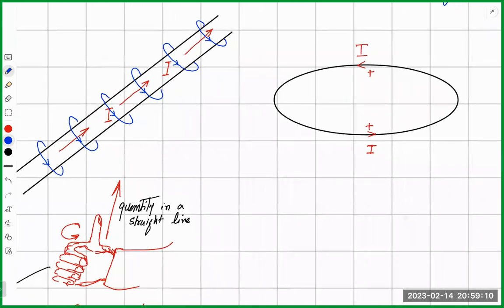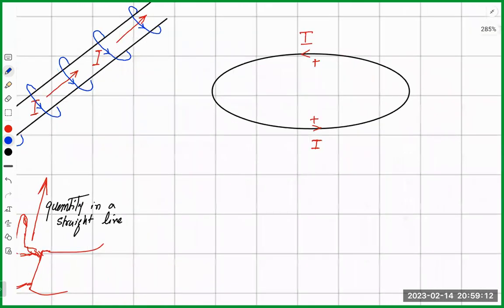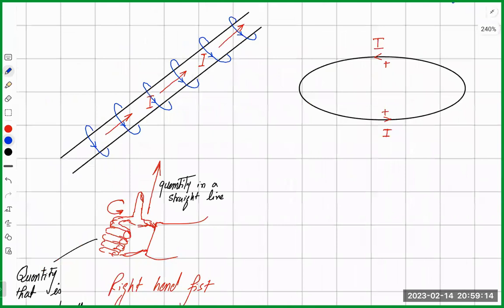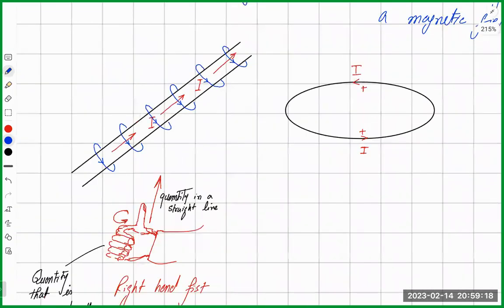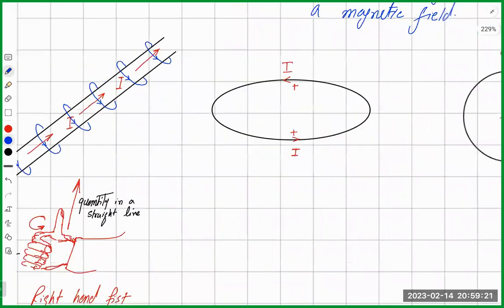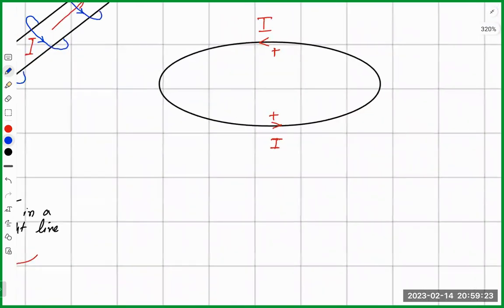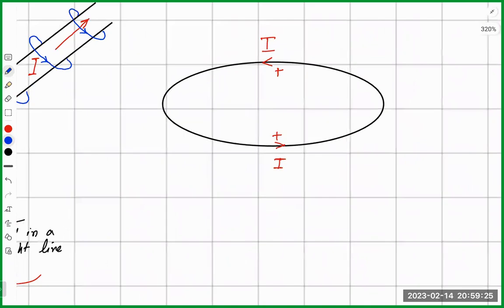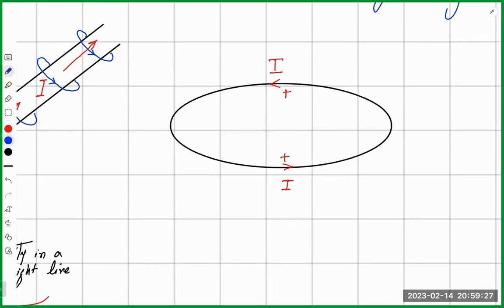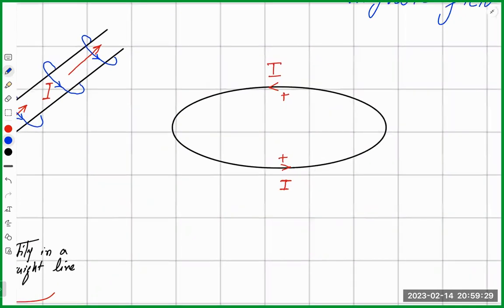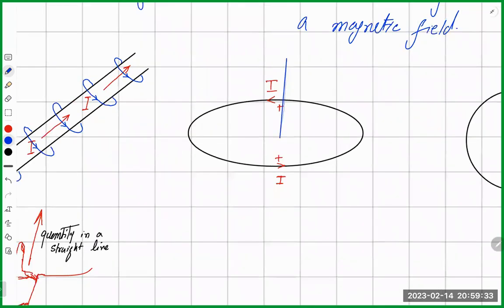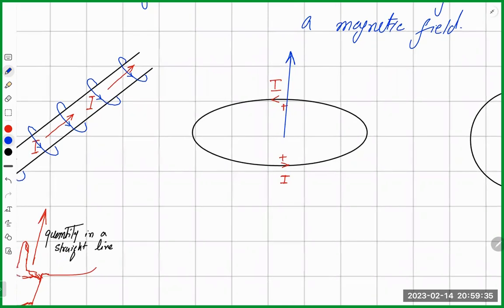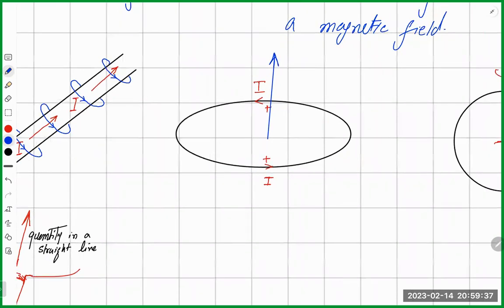If current is moving in a circular path, then the magnetic field it produces is in a straight line. In this case, when you use this right hand grip rule, the thumb will be pointing along the magnetic field, and your fingers will be telling you about the direction of the current.